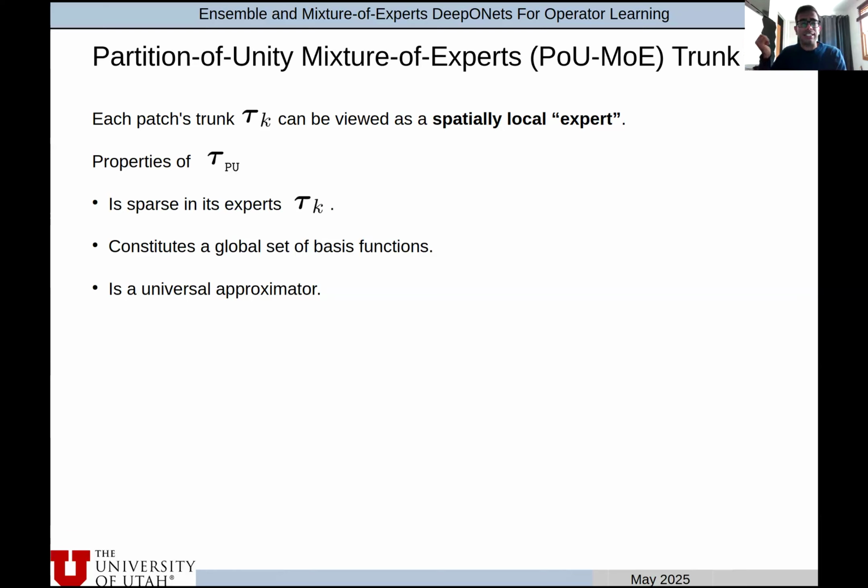And since the overlapping patches cover the domain entirely, the weighted sum is still a global set of basis functions. So the partition of unity mixture of experts trunk still constitutes a global set of functions, and it is a universal approximator. If I have time at the end, I can go through the proof of that if people are interested. But yes, it is also a universal approximator, just like the original trunk neural network in DeepONets is.